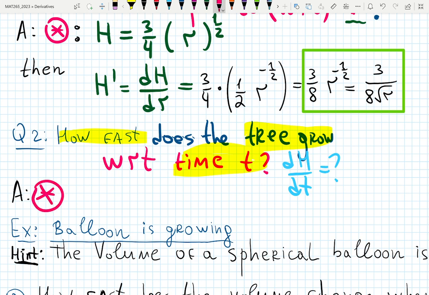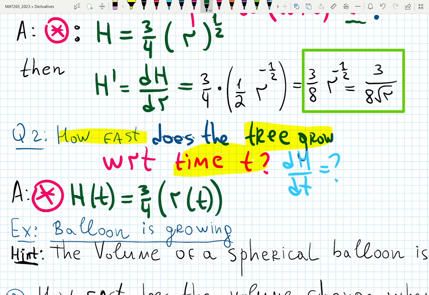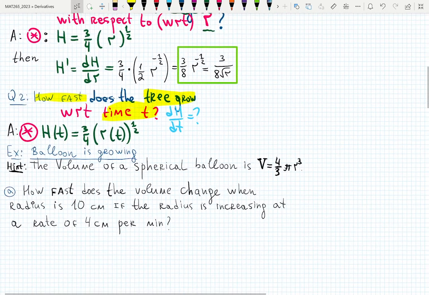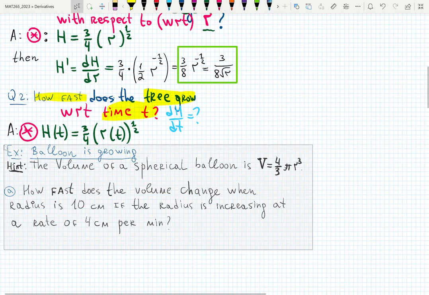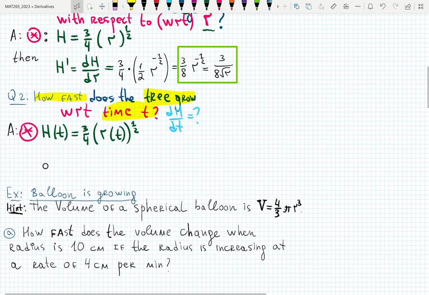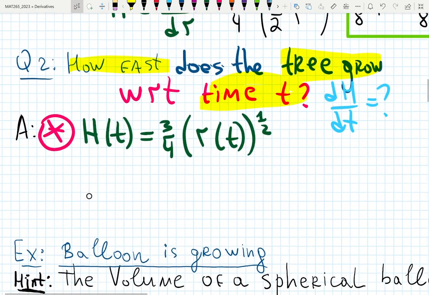The formula is star. Now we need to remember that star had some t in it. H depends on t. 3/4 is a constant. In parentheses, R depends on t, because that's the width of the trunk, to the 1/2. That's not new. We're rewriting the same formula, but adding an extra dimension, which makes a chain rule out of it. And that's why the chain rule was taught before that.